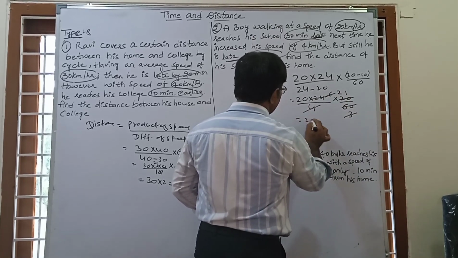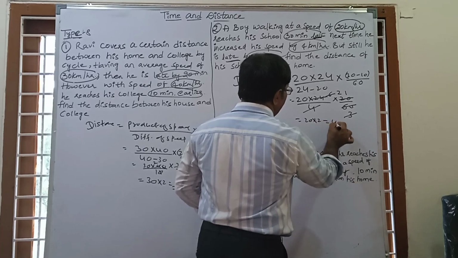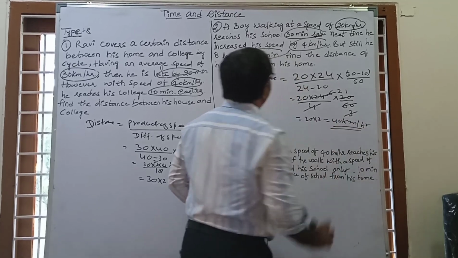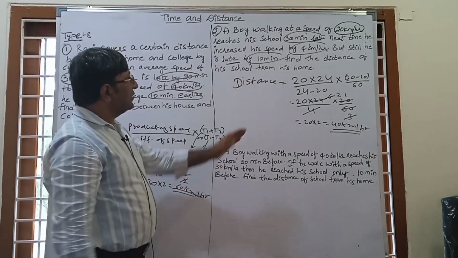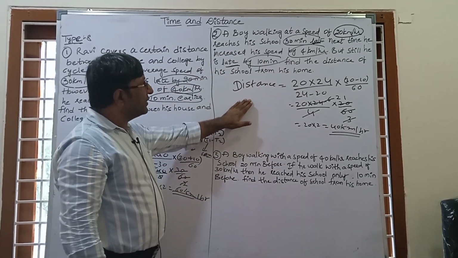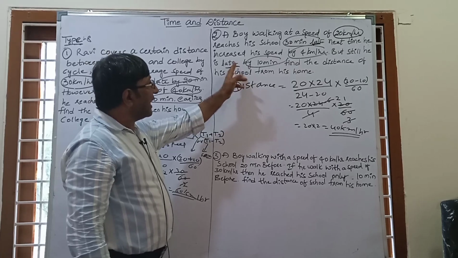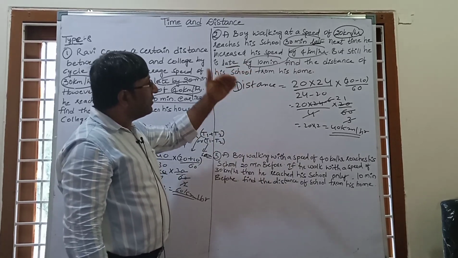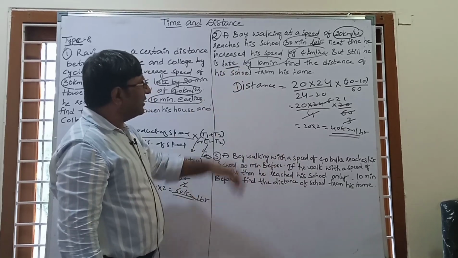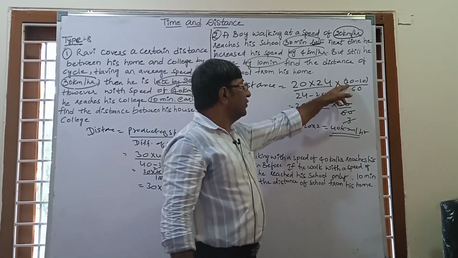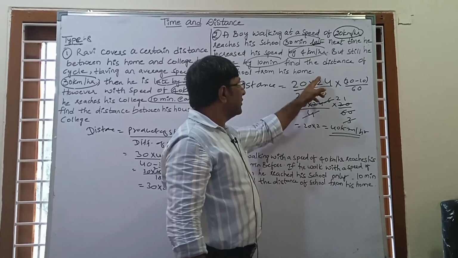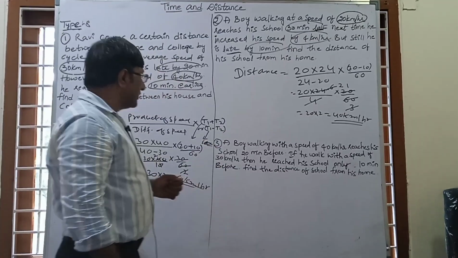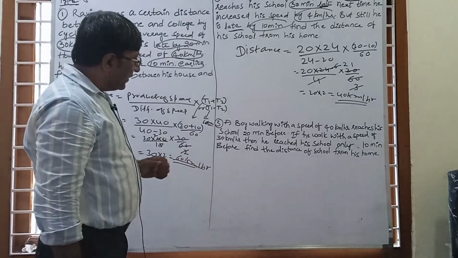So your answer is what? 20 into 2, that is 40. So 40 kilometers per hour is the correct answer. So this is a simple trick for this type of question. So in this question the time is given as late by 10 minutes and earlier late by 30 minutes. So both are late. So here T1 minus T2, and this is the same product of speed divided by difference of speed.